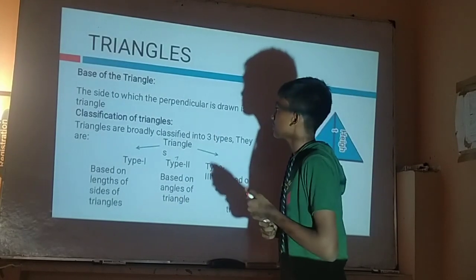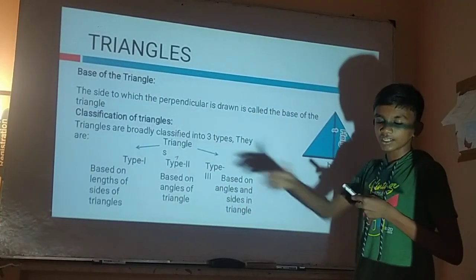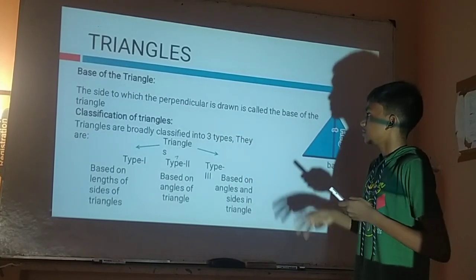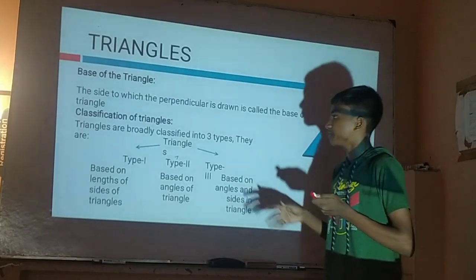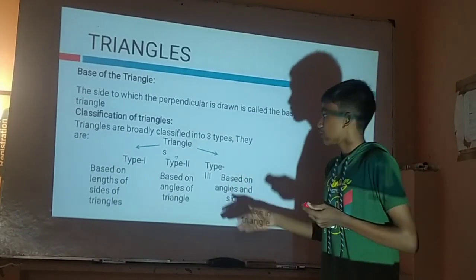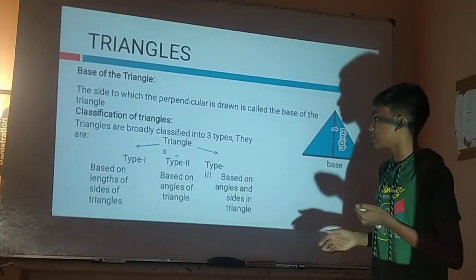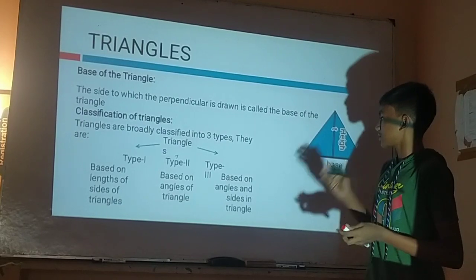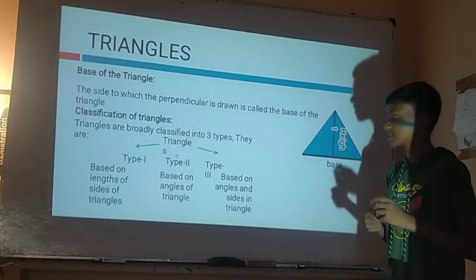Now, let us talk about the classification of triangles. Triangles are broadly classified into three types. Type 1: triangles classified based on the lengths of sides. Type 2: triangles classified based on the angles present in the triangle. Type 3: triangles categorized based on the angles and the sides in the triangle.